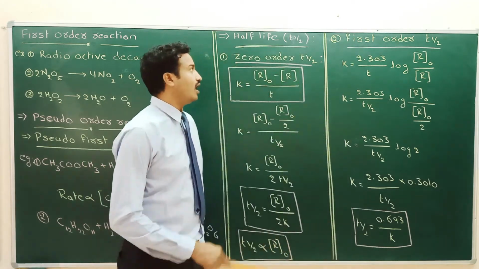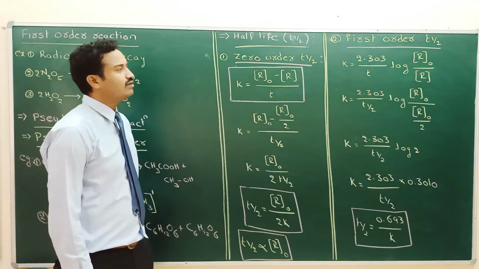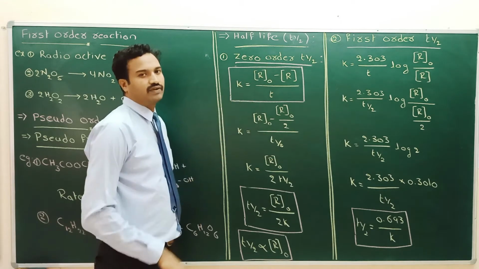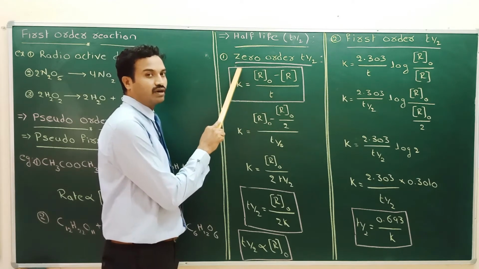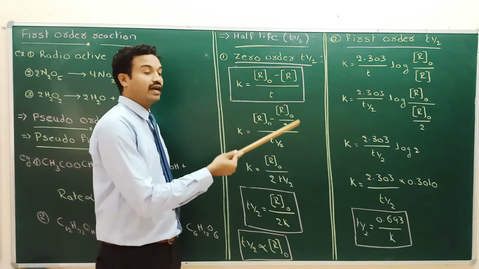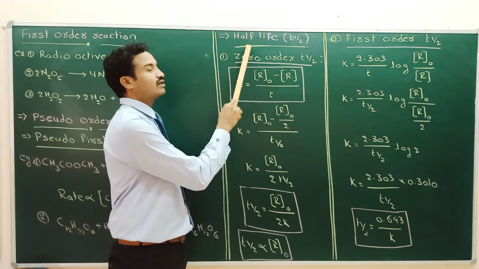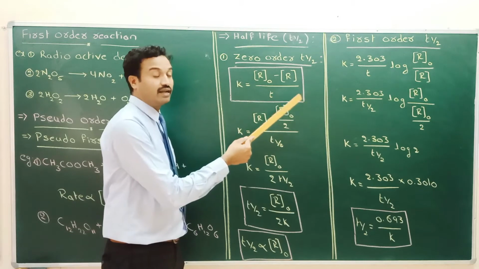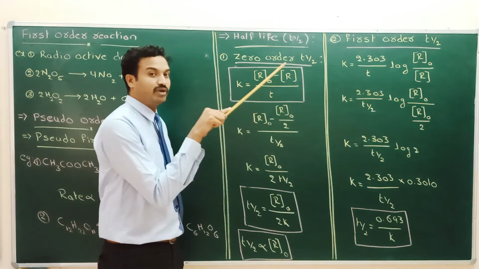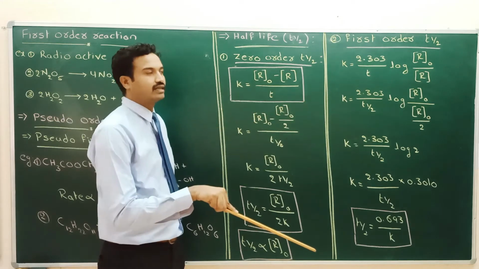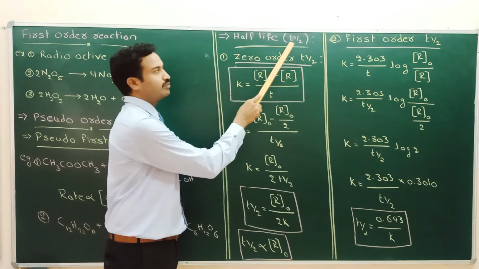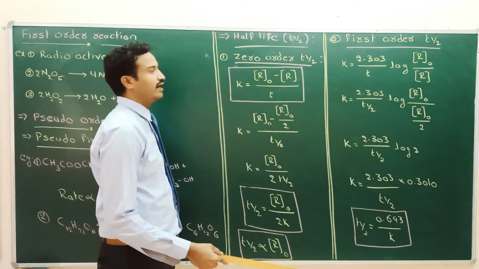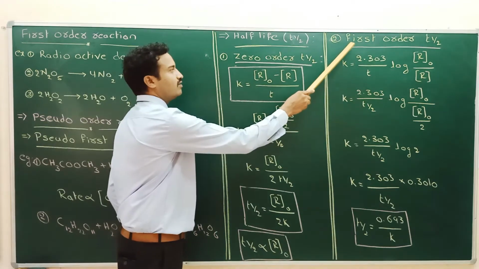Next topic, half-life of a reaction. The definition of half-life is the time taken for consumption of 50% of a reactant, or the time required to complete 50% of the reaction, or the time at which the reactant concentration becomes half, 50%. That is called half-life. It is represented as t half. Now we need to calculate half-life for zero order reaction and first order reaction.